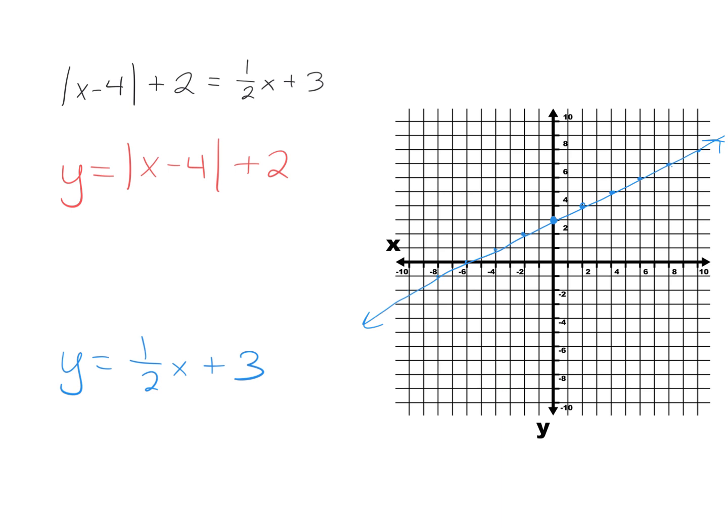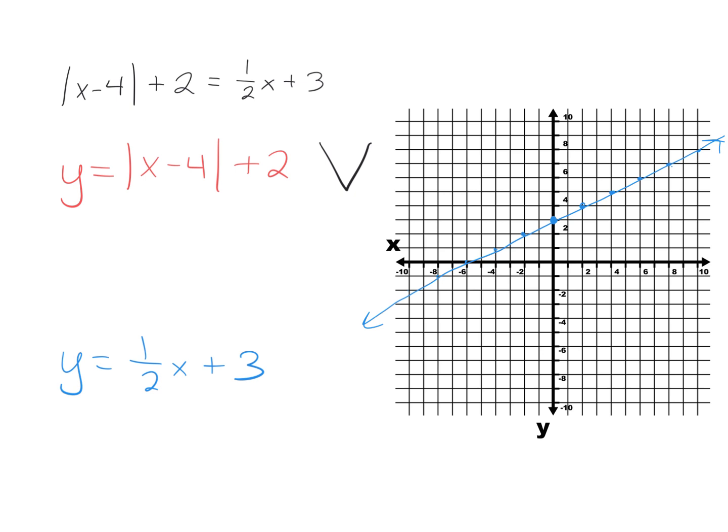Okay, that one's done. What about the absolute value one? Again, what do the absolute value graphs look like? What should they look like? A V. A V, right? And it's positive, so we're going to be an upright V. Okay, so absolute value is always going to look like a V.